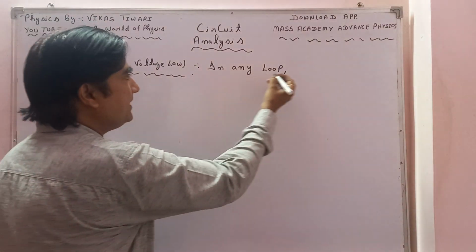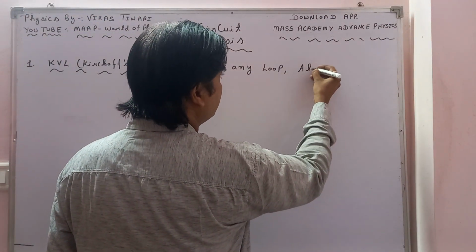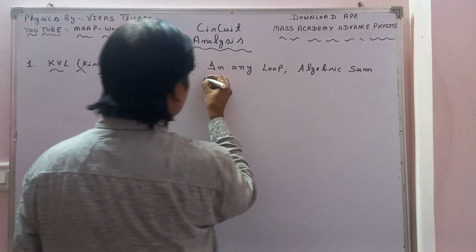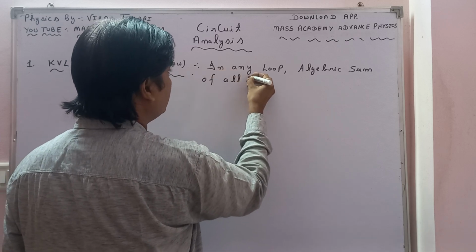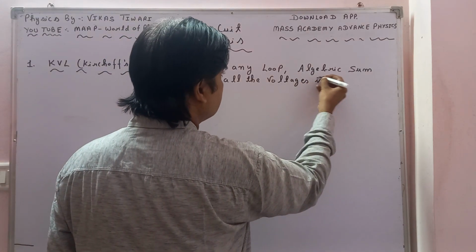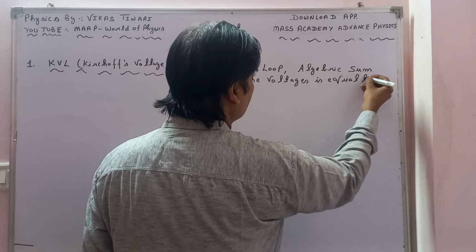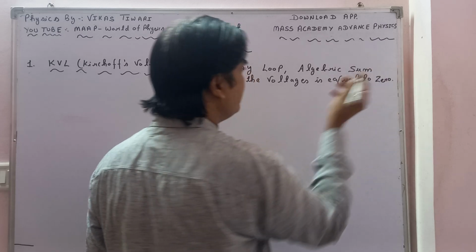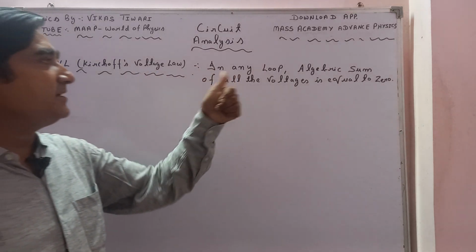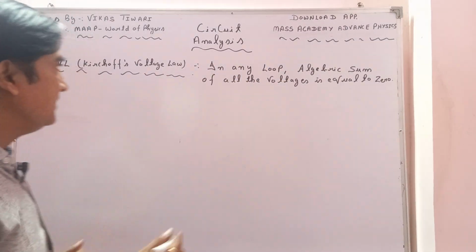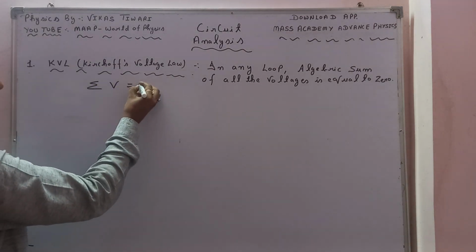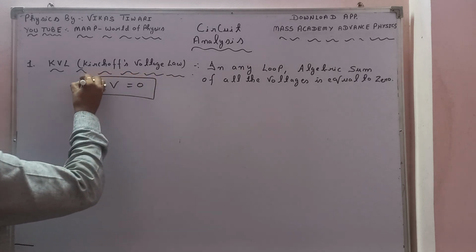In any loop, the algebraic sum of all the voltages is equal to 0. This is the simple definition of KVL. In any loop, the algebraic sum of all the voltages is equal to 0, and mathematically we say summation of V is equal to 0. This is the mathematical statement.